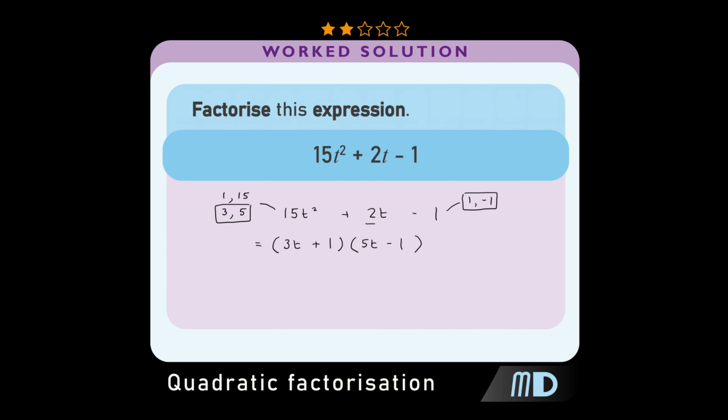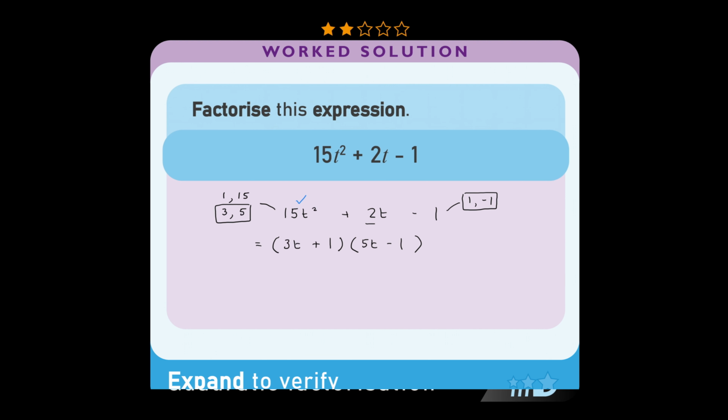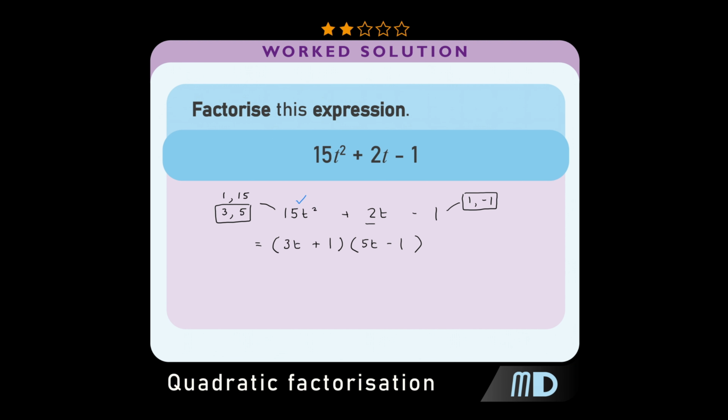We can expand this expression to check that it gives us the expression we started with. 3t multiplied by 5t is 15t squared. 5t multiplied by 1 plus 3t multiplied by minus 1 is 2t. And 1 multiplied by minus 1 is minus 1.